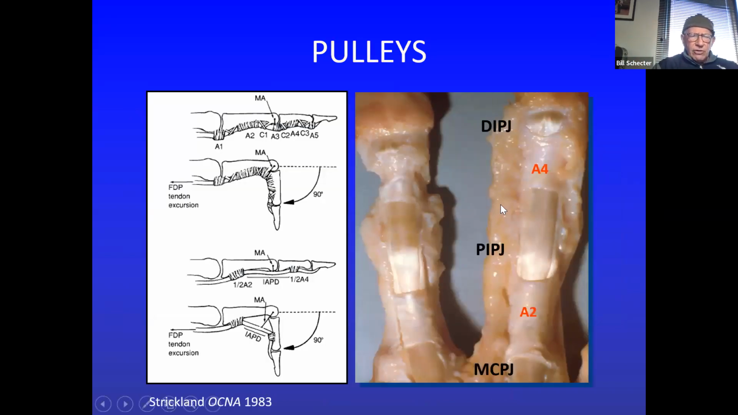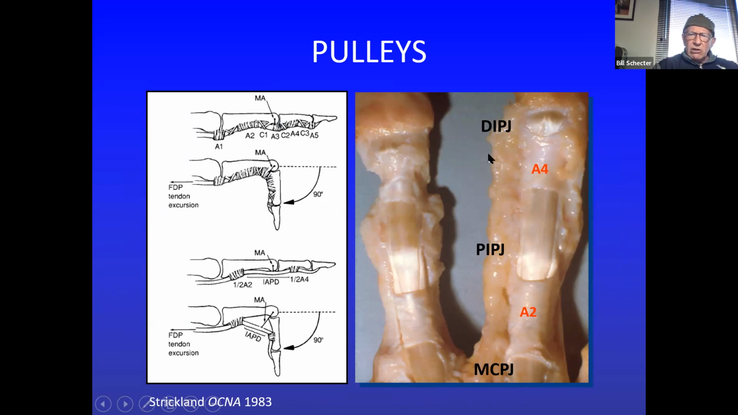So here's an example of a tendon repair without preserving the pulley, and you can see you get what's called bowstringing of the tendon when the PIP joint flexes, as opposed to maintaining the arch of the flexor tendon in flexion when the pulleys are present.